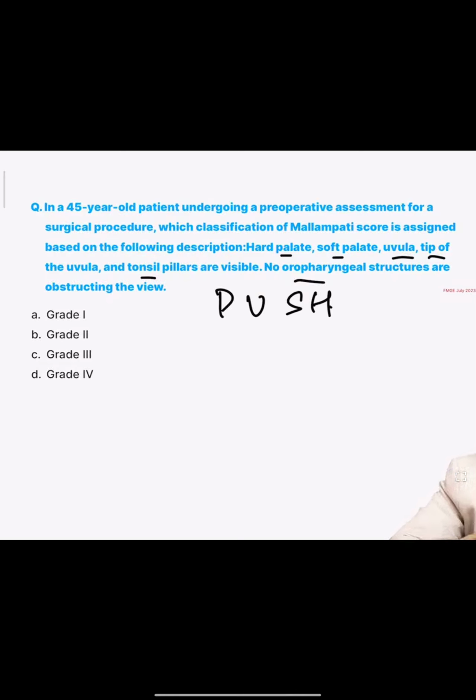When you see tonsillar pillars, uvula, soft palate, hard palate, it means Mallampati grade 1. If you see uvula, soft palate, hard palate, that is, part of uvula, tip is not seen, that is grade 2. Okay? Then there is grade 3, soft palate and hard palate with base of uvula, and there is grade 4, that is only hard palate.